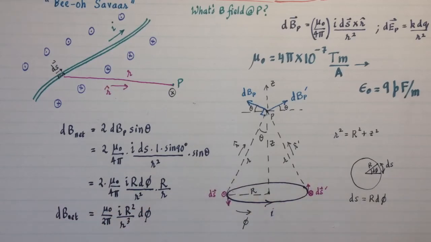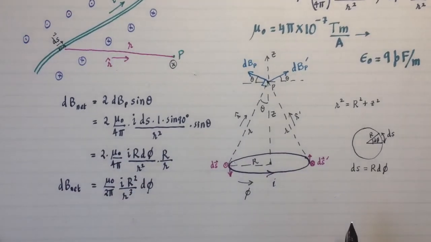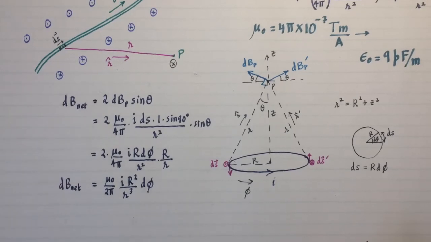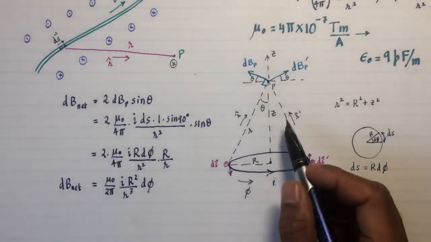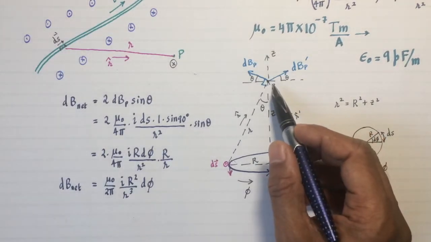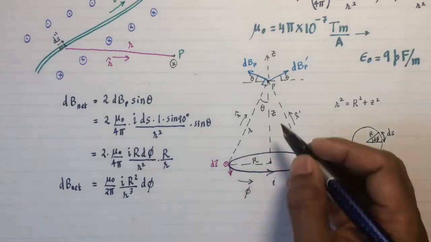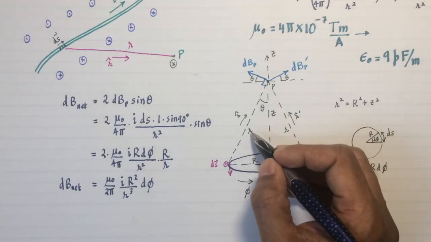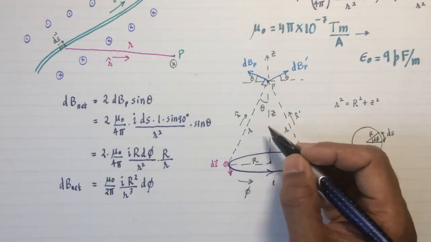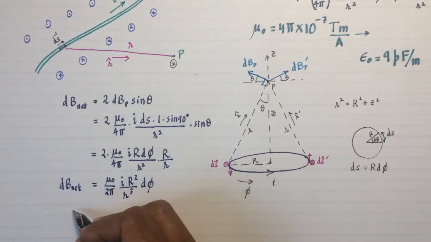The reason I did not bother substituting for little r yet is to show you that this expression has got very little calculus in it. The only variable is phi. Z is not a variable. I'm holding the point P fixed. And if Z is not a variable, then little r is not a variable either. So the calculus is very simple.